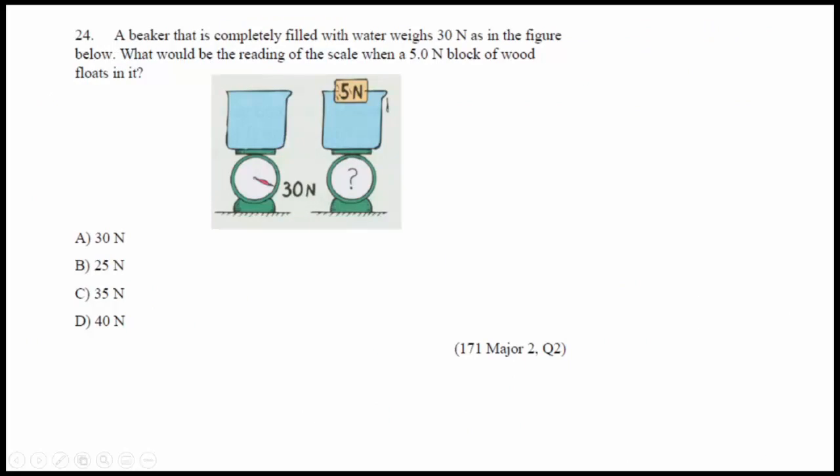A beaker that is completely filled with water. I have a beaker here that's filled with water to the top, so if you put anything inside, the water will overflow and spill down. A beaker that is completely filled with water weighs 30 Newton, as in the figure below. What would be the reading of this scale when a 5 Newton block of wood floats in it?